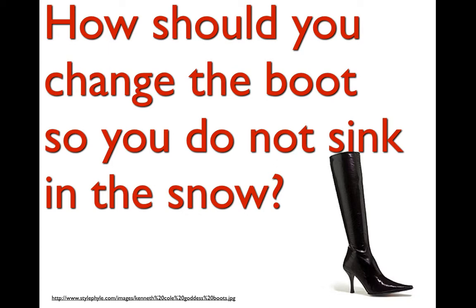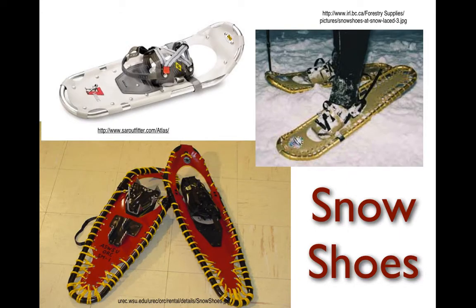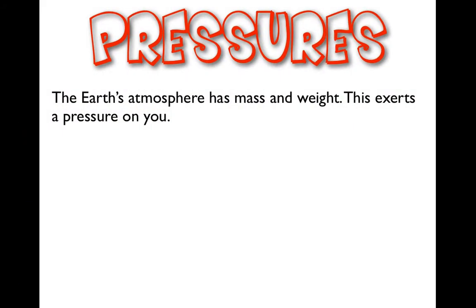So pressure over area. Can't change the weight, but if I make the area bigger, that'll make the pressure smaller in our fraction. So basically, I'll put a snowshoe in the bottom of the boot. Well, okay, that's not very fashionable. And this is what a snowshoe really looks like. But you get the idea.